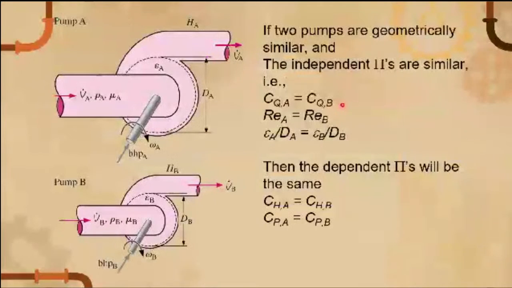Okay, let's move on. For example, you have pump A and pump B, a bigger pump A and a smaller pump B. If the two pumps are geometrically similar, so it's just bigger and smaller, then these are the independent and dependent coefficients or parameters you can use to scale up or scale down. You see the Q, the capacity, the Reynolds number, the friction factor, the head, and power.